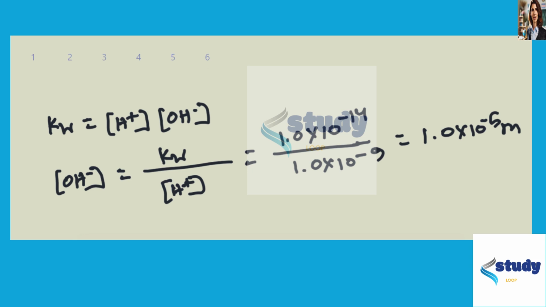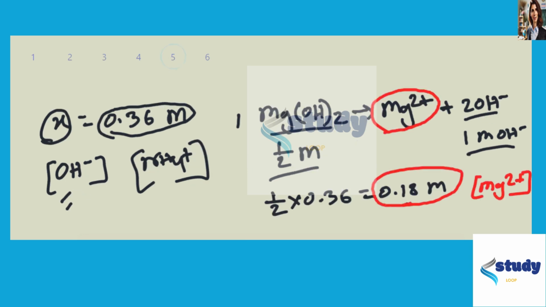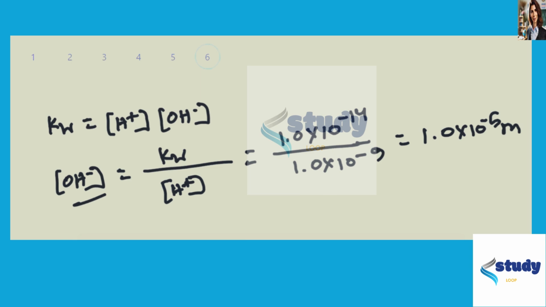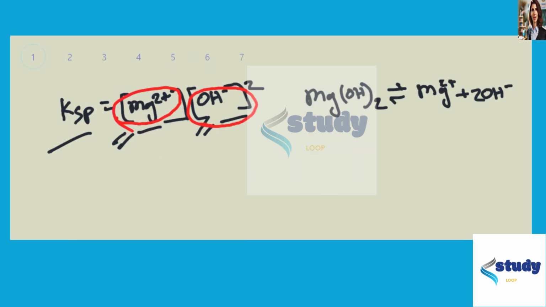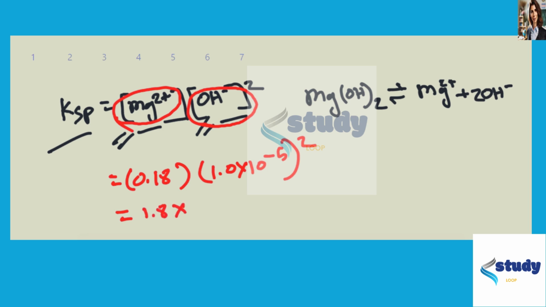Now we put the OH- concentration and the Mg2+ concentration into our Ksp expression: the Mg2+ concentration is 0.18, times 1 times 10 to the power minus 5, our OH- concentration, squared. If we solve this, we get the Ksp value as 1.8 times 10 to the power minus 11. So this is the Ksp value for magnesium hydroxide in this problem.